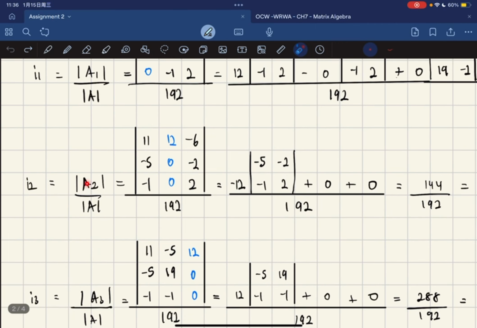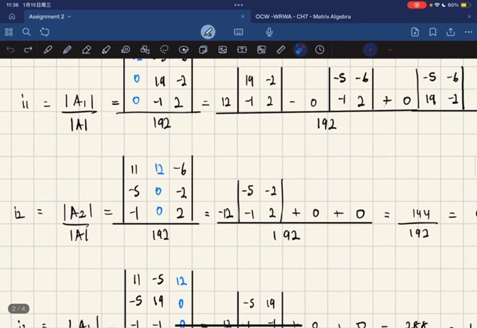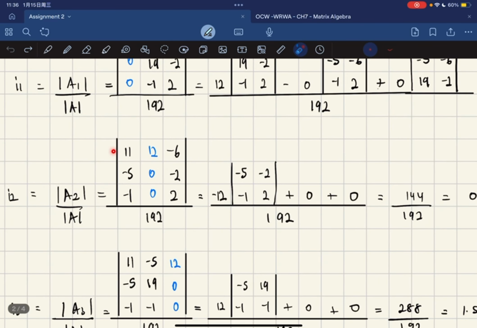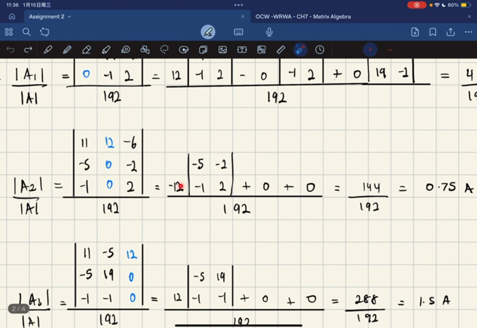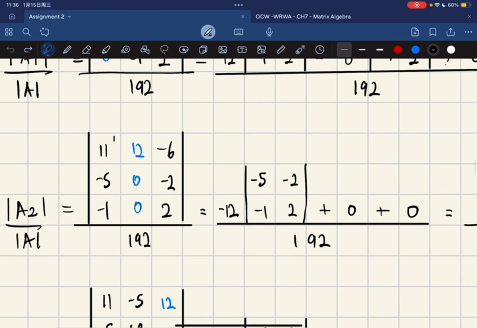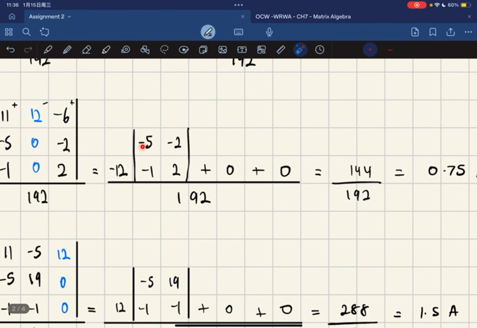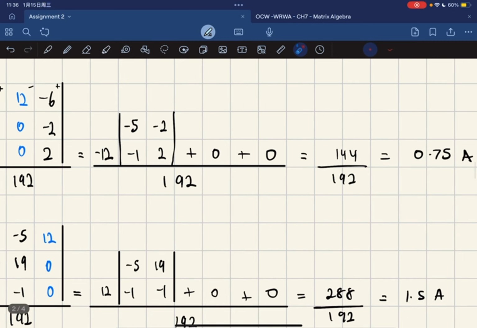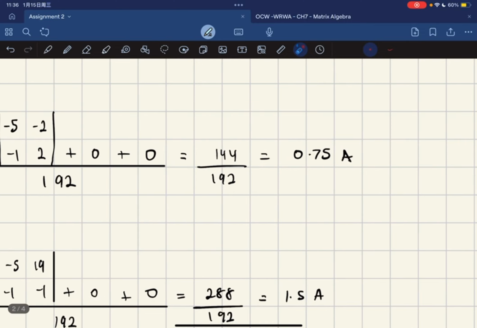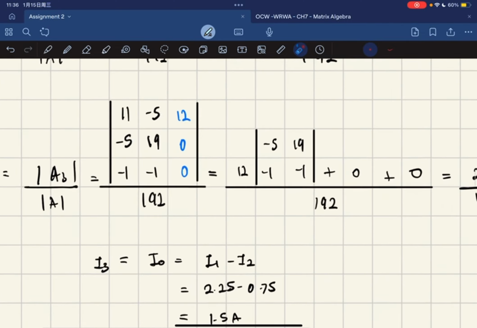So for the determinant of A2, we replace the second column of matrix A with matrix B, and then do cofactor expansion along column 2. We have negative 12 in this case, as according to the sign convention, column 2, row 1 starts with a negative. So keeping that in mind, we get the final answer of 144, where negative 5 times 2, negative 10, plus 2, 12, times negative 12, we get 144, over our determinant A, which is 192, we get I2 equals 0.75 amperes.